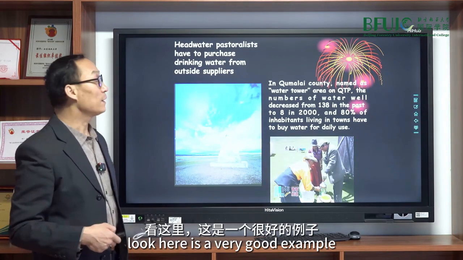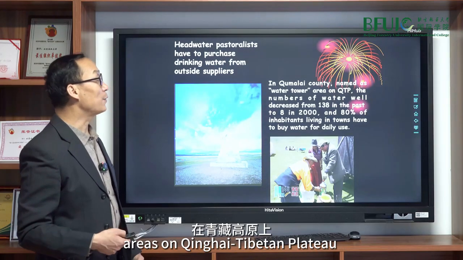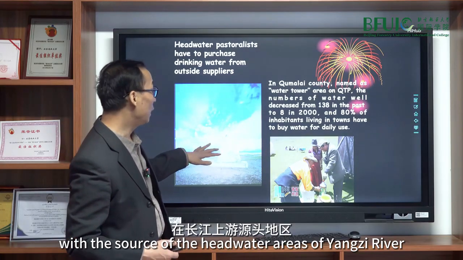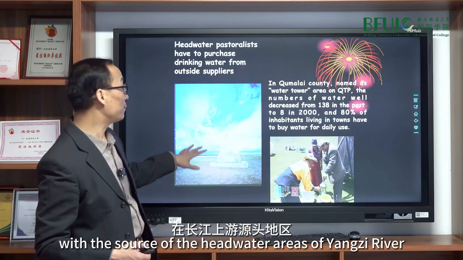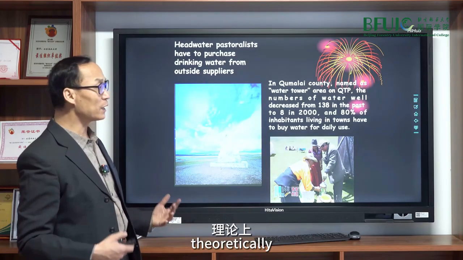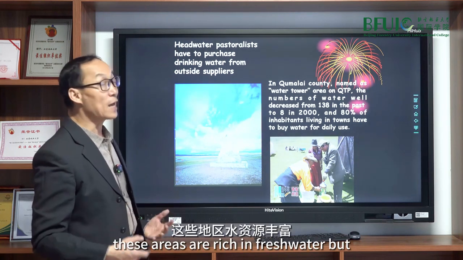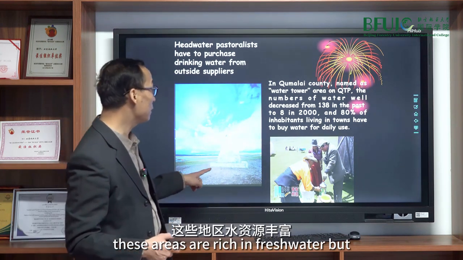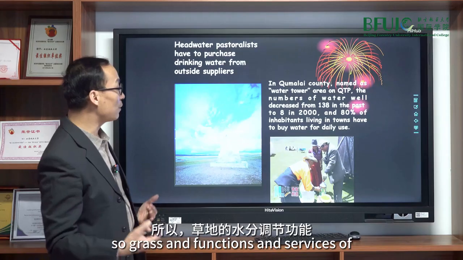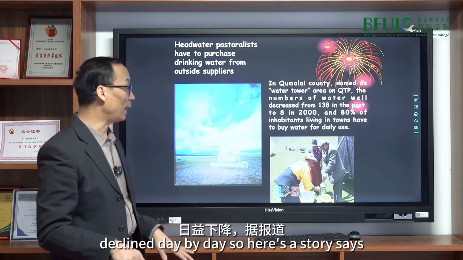Here is a very good example in Chimalai County, which is called the water tower area on the Qinghai Tibetan Plateau, the source of the headwater areas of the Yangtze River. Theoretically, these areas are rich in fresh water, but because of grassland degradation, the grassland functions of water regulation declined very much. So the water table declined day by day.